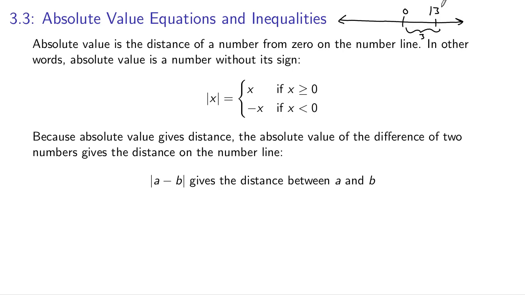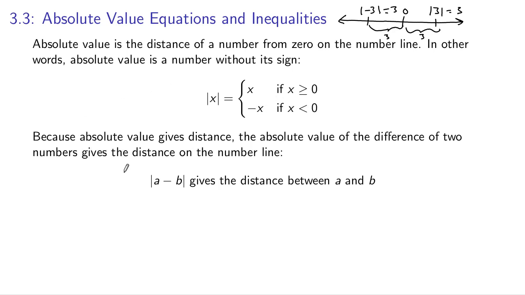We write absolute value with 2 bars in algebra. What about negative 3? The distance from negative 3 to 0 is also 3. So the absolute value of negative 3 is 3. In other words, the absolute value is basically the number without the sign. And we can define this formally, algebraically, as the absolute value of x is either going to be x when x is positive or 0, or negative x when x is negative. Negating the negative makes it positive.